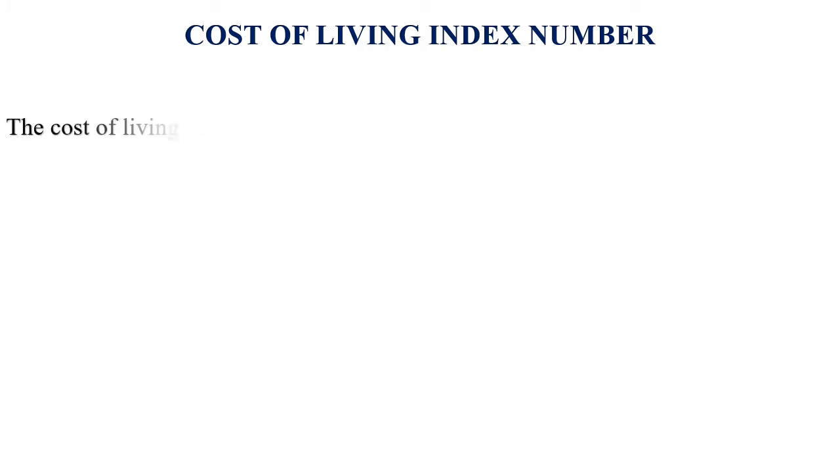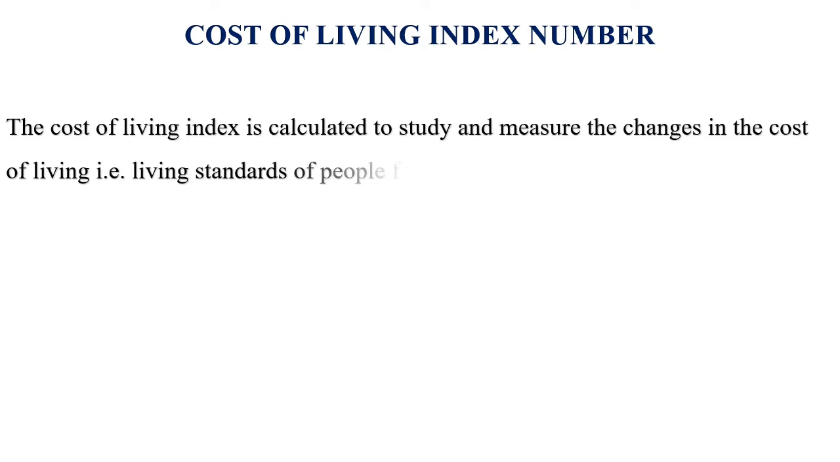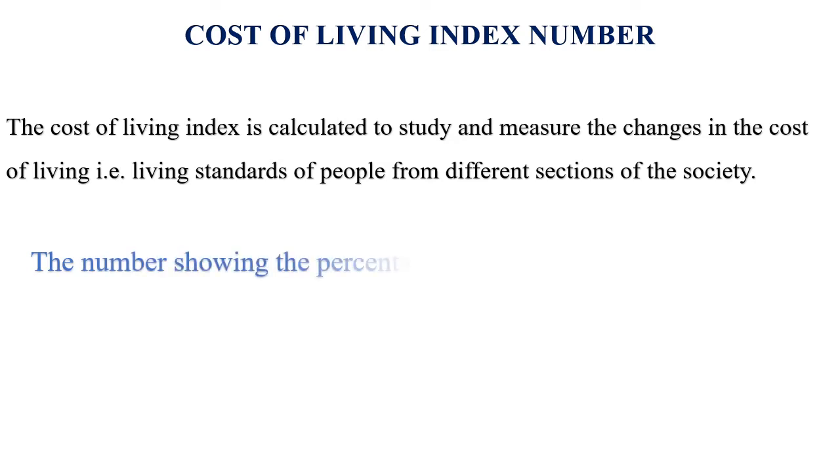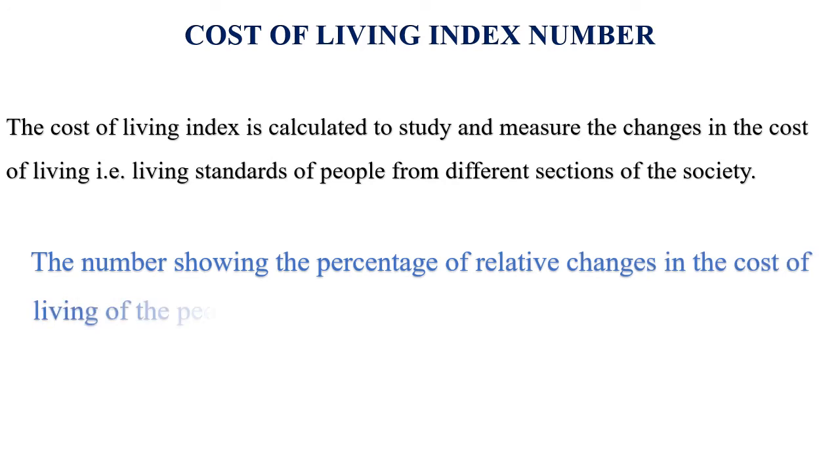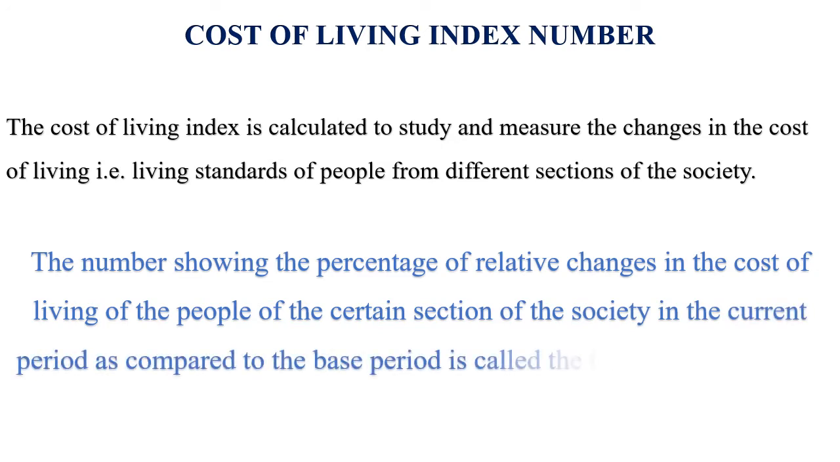The cost of living index number is calculated to study and measure the changes in the cost of living, that is, the living standards of people from different sections of the society. The definition could be: the number showing the percentage of relative changes in the cost of living of the people of a certain section of the society in the current period as compared to the base period. This number is called the cost of living index number.